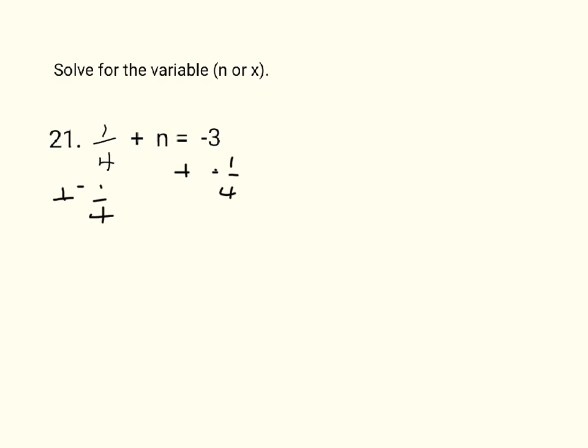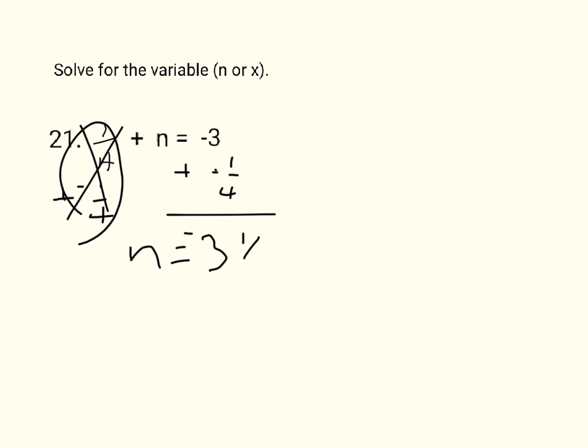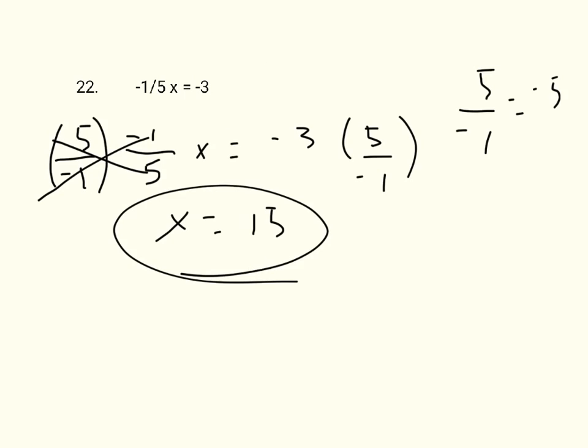I'll put it over here in like a fraction column. This is a 0 pair, so that would be 0, leaving n on the left side. -3 plus -1/4 is -3 and 1/4. And we go back to the original problem. If we would say -3 and 1/4 plus 1/4, that would be -3.